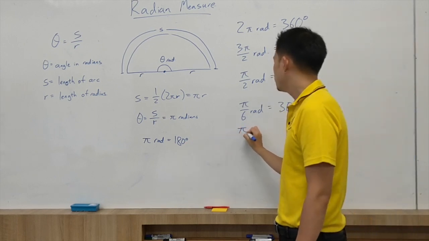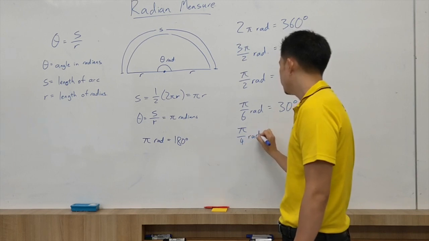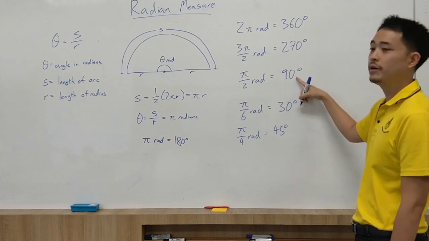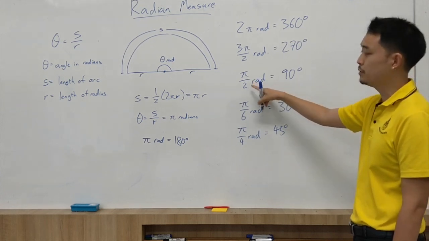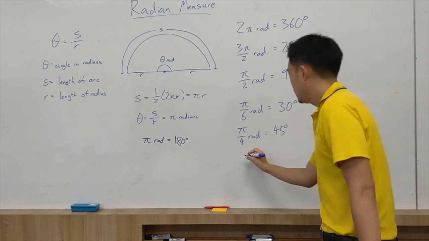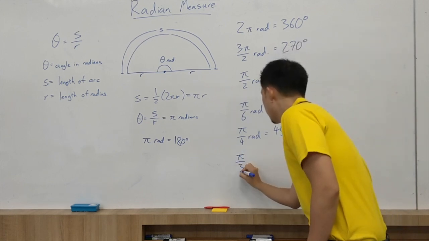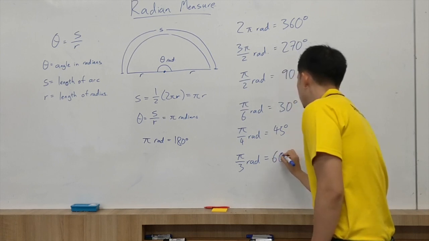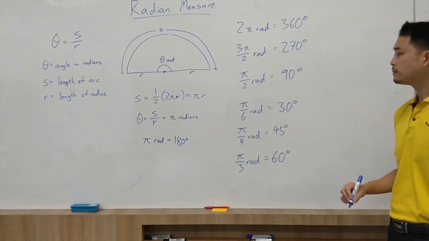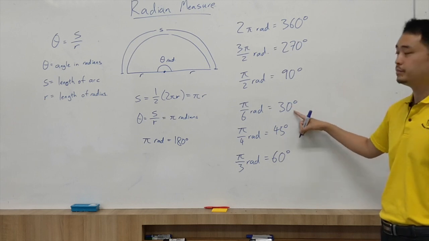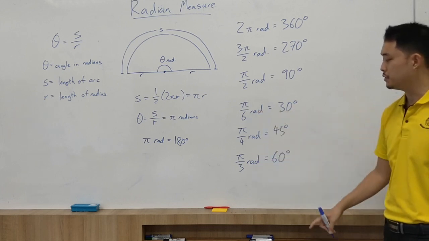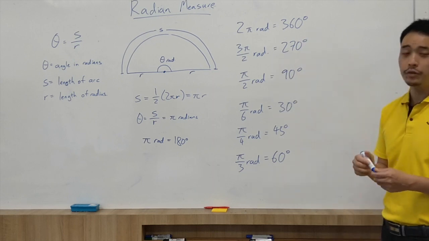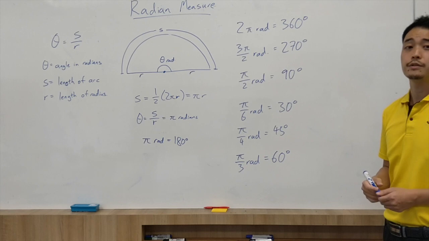Pi over 4 radians is equal to 45 degrees, and that's this one divided by 2. So pi over 2 divided by 2 is pi over 4. And finally, pi over 3 radians is our 60 degrees. And that's just going to be double of this, so this times 2, that's where we get it. So these are our common angles that we'll be working with over the next couple of lessons.